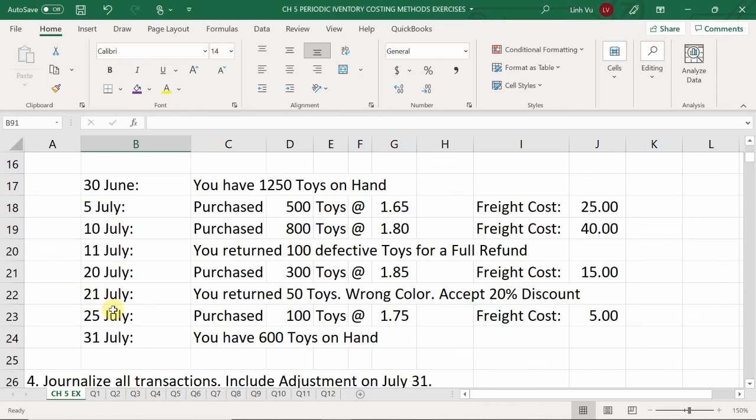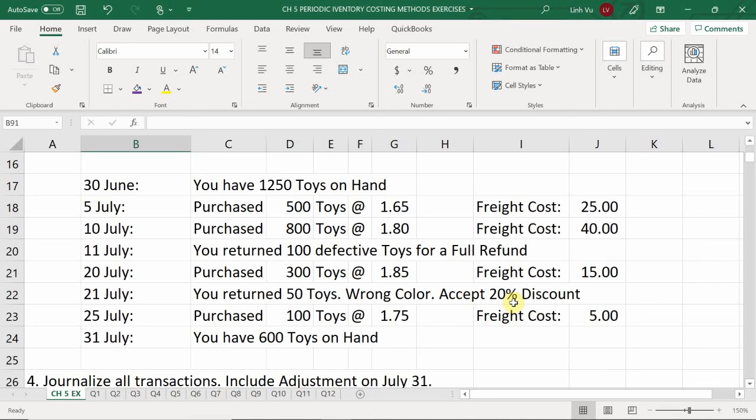So then on July 21st, we end up returning 50 of those toys. They end up being the wrong color, and I'm willing to accept a 20% discount. So in this case, here comes another allowance, where we're attempting to return a few amounts, but somehow the vendor convinced us to keep the toys because we can sell them, obviously, and of course, by reprimanding their mistake, they decided to offer us a 20% discount, and we accept it.